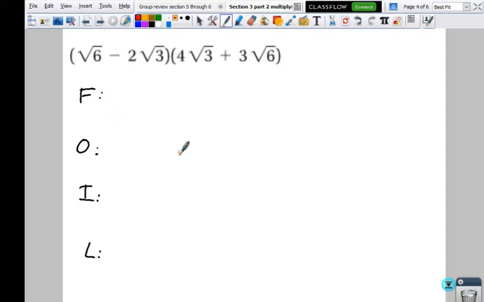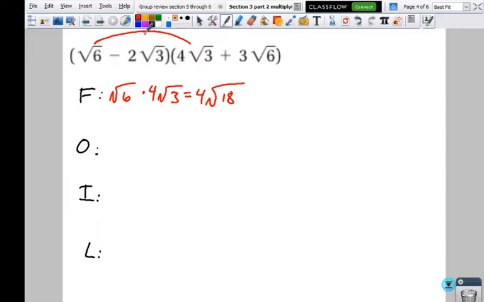Square root of 6 and 4 square root of 3. Perfect. I've got to go square root 6 times 4 square root of 3. Okay? So my outsides are going to be 1 times 4, which is 4. And then the insides, 6 times 3, are 18. So when I did the first, I got 4 square root 18.